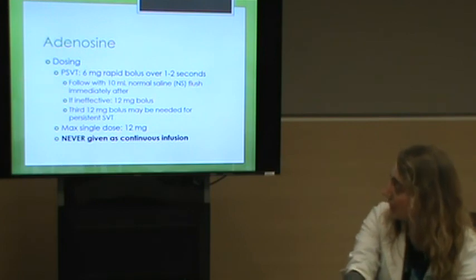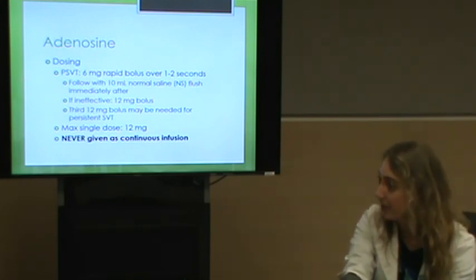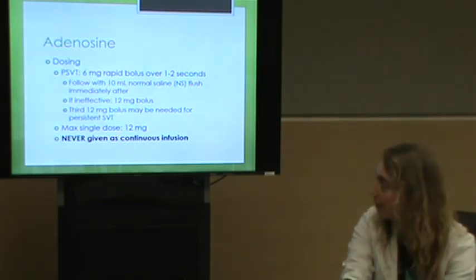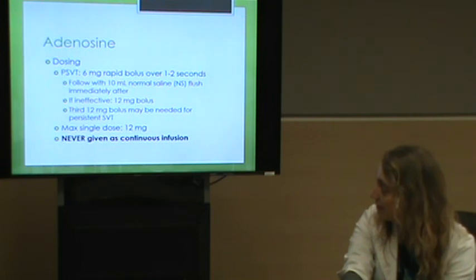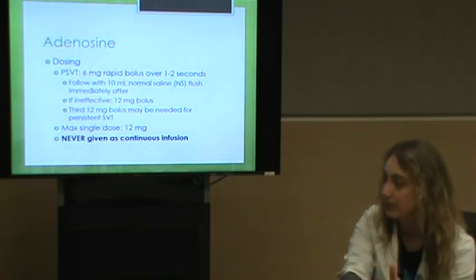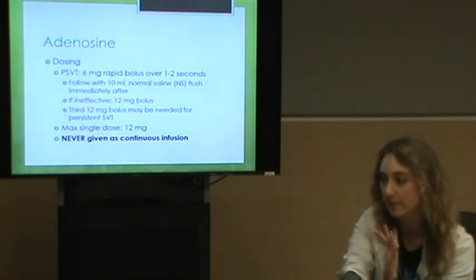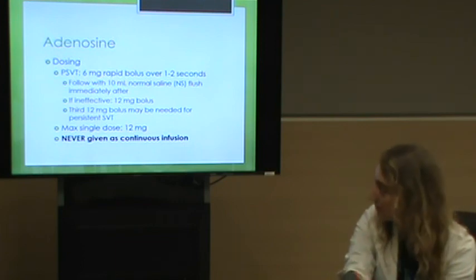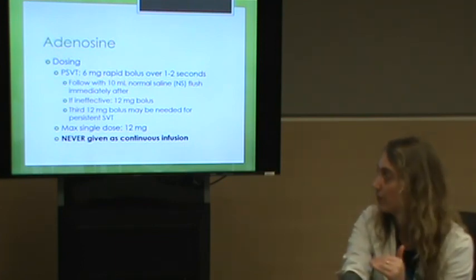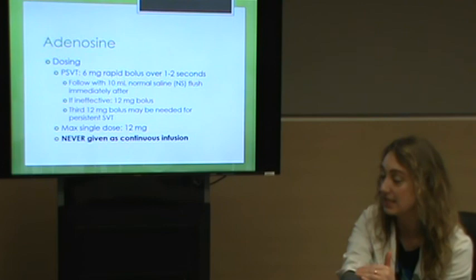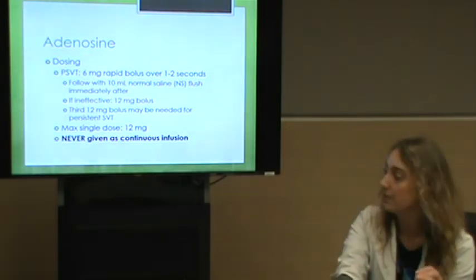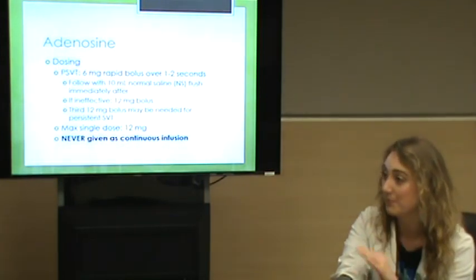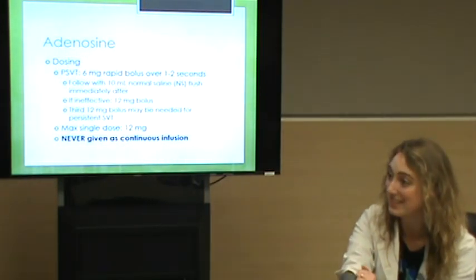in terms of dosing, for PSVTs you give a 6 milligram rapid bolus very quickly, and it's also important to make sure that you follow that with a saline flush. If it's not effective, then you can give twice that bolus. So you would start with the 6, see if it works for the patient. If not, repeat with 12 milligrams. You can then give an additional 12 milligram bolus if the SVT is still persistent. The max to give at any single time is 12 milligrams. And the important thing to know is adenosine is never given as a continuous infusion.